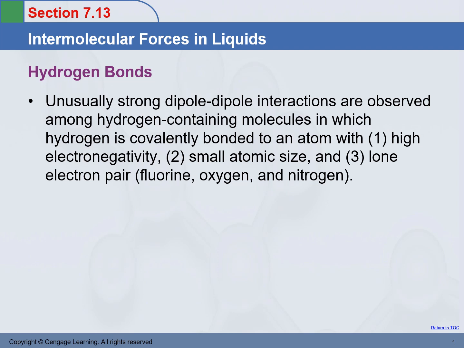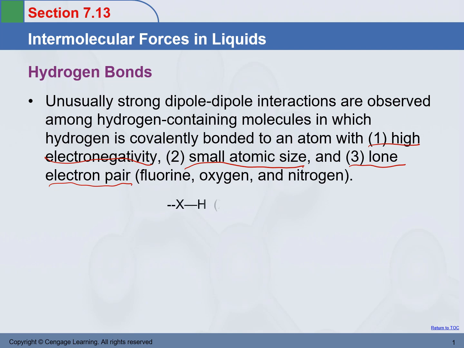Now we're going to go over the third kind of intermolecular forces, called hydrogen bonds. Hydrogen bond is an unusually strong dipole-dipole interaction. It exists only between a special kind of molecules. In these molecules, there's a hydrogen atom connected to a unique kind of atom. That unique kind of atom must be, one, high in electronegativity, two, small in size, and three, has a lone pair of electrons. To satisfy these three conditions, there are only three atoms: fluorine, oxygen, and nitrogen.